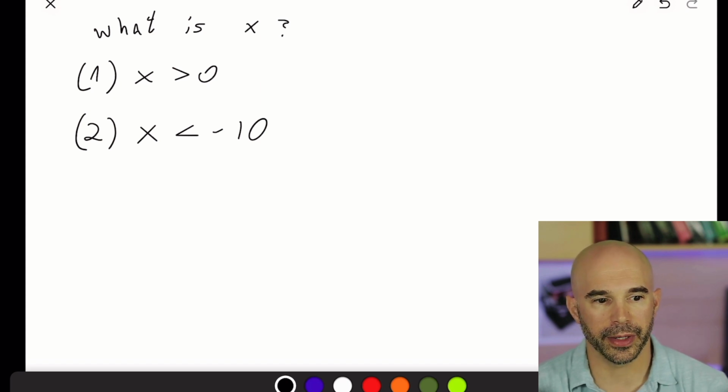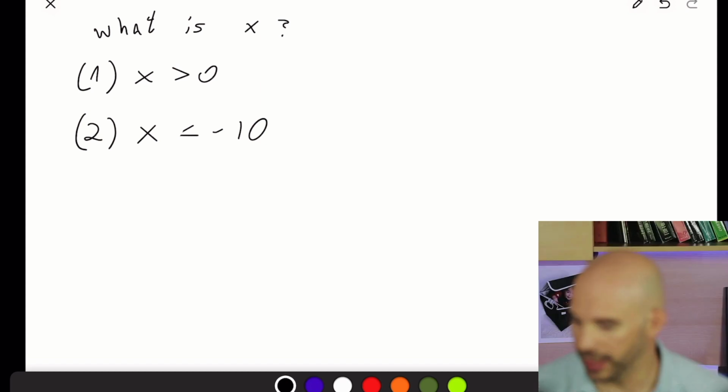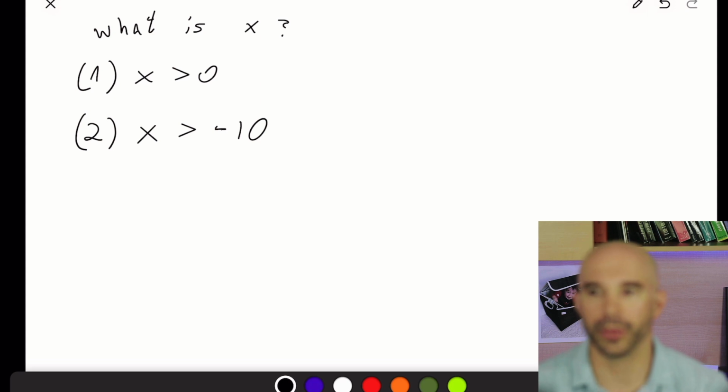Let me put that another way. The information from statement 1 has to allow the information from statement 2 to be true, and vice versa. For example, x is greater than negative 10. Knowing what statement 1 told us, is it possible that statement 2 is telling the truth? Yeah, in fact, it's implied, right? If x is positive, of course it's greater than negative 10. Statement 2 doesn't actually add any value here.